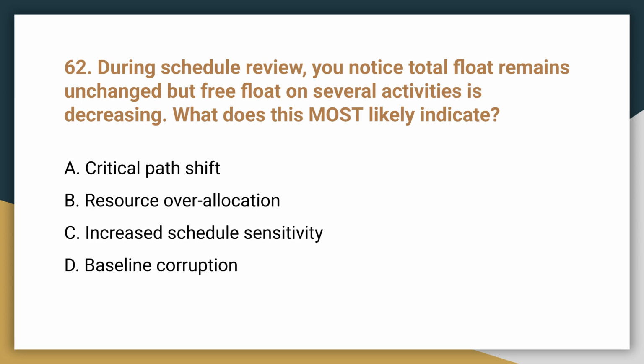Question 62. During a schedule review, total float remains unchanged, but free float on several activities is decreasing. What does this most likely indicate? The answer is C. Increased schedule sensitivity. Reduced free float increases dependency sensitivity, even if the critical path remains stable.